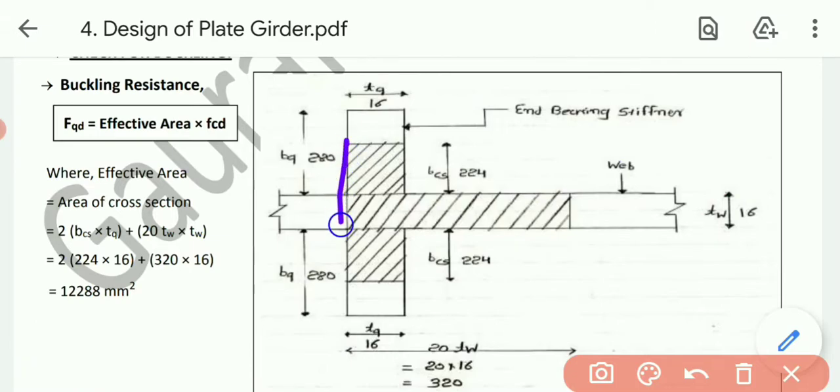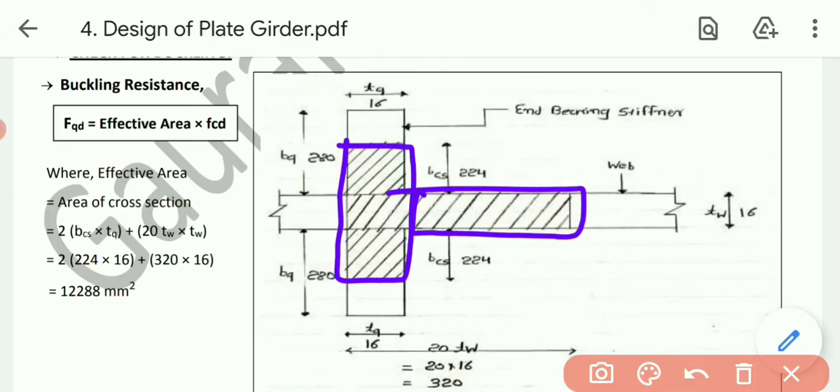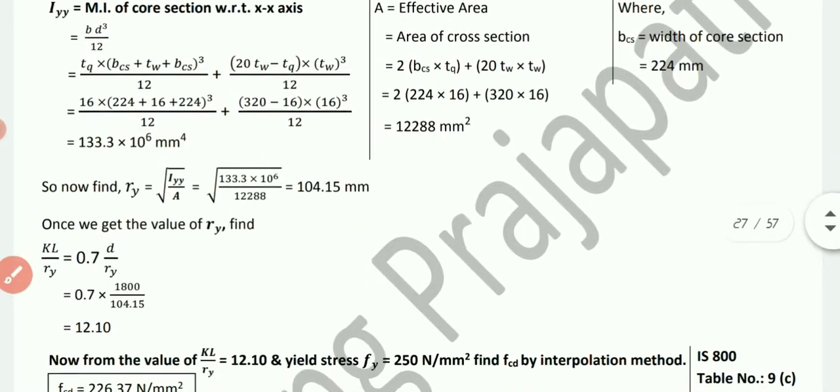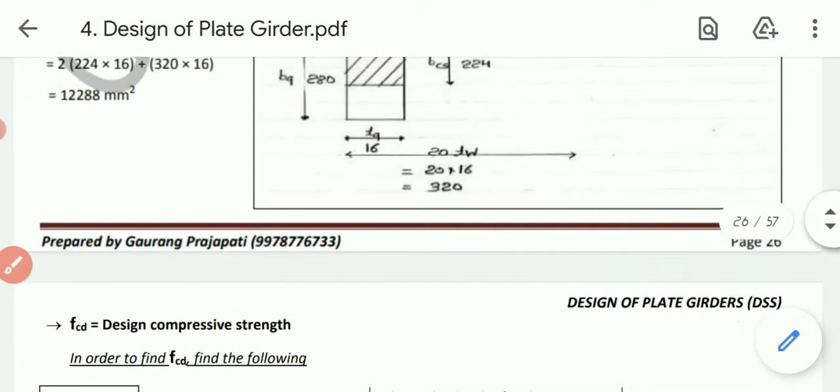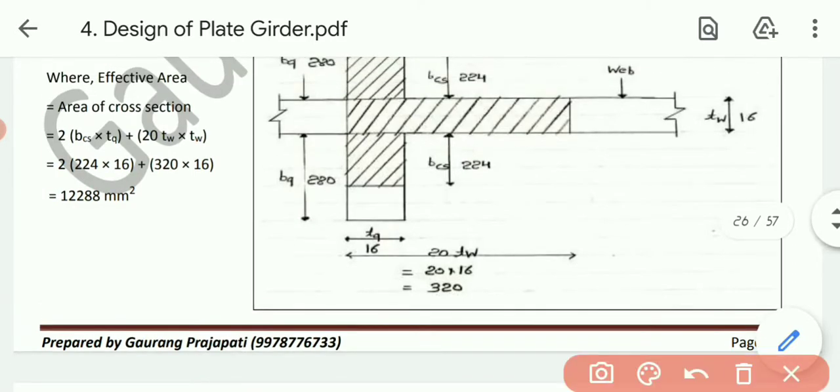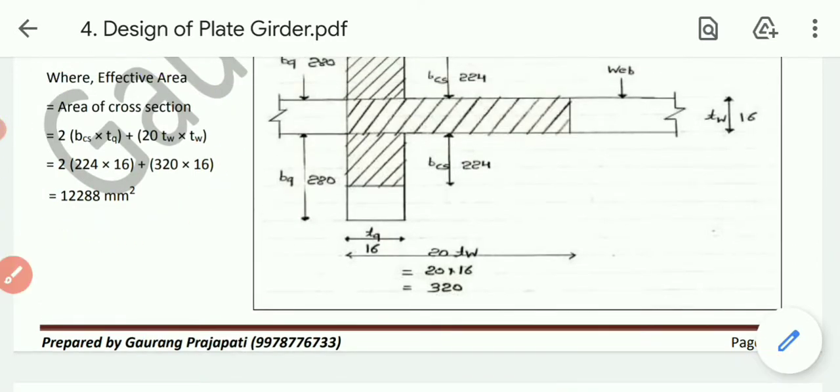First of all we need to take this vertical's bd cube by 12 and then this horizontal's bd cube by 12. So let's see, (16 plus 214 stiffener, 16 web, 214 stiffener) cube by 12 plus this one, 320 minus 16 into 16 cube by 12. By simplifying this, I will get the Iyy, that is 133.3 into 10 raised to 6 mm raised to 4. And the area we have already calculated over here, you can see 12288.